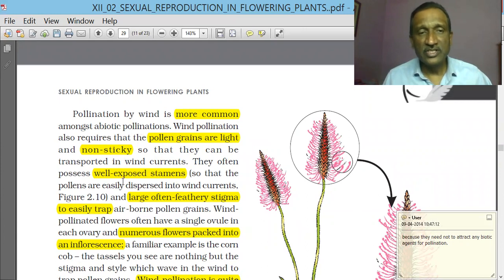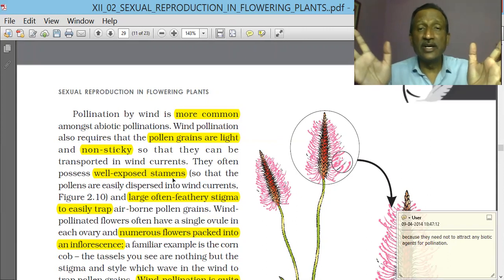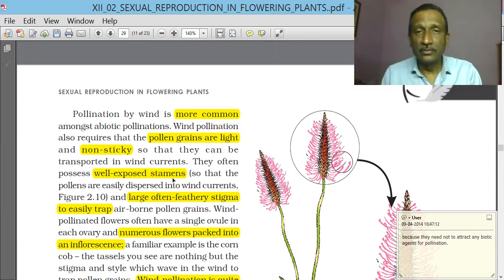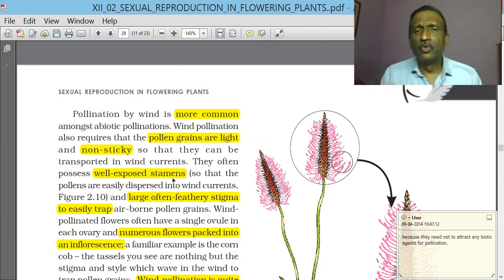They often possess well-exposed stamens. The stamen should be open. They should be facing outside. They should come out of the flower. Okay. If the stamens are within the flower, which is covered by the sepals and petals, then the pollination will be very difficult. So in most cases, they will not have any sepals and petals. Rather, they will have only stamens exposed and the style exposed.